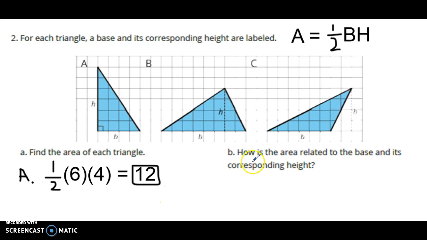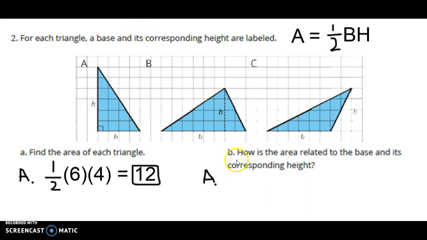Let's keep our work nice and neat here by writing A so we know which triangle we're talking about. B, how is the area related to the base and its corresponding height? So again, for triangle A, I see that my area is 12, my base is 4, so my area is 3 times my base. My height is 6, so my area is 2 times my height.